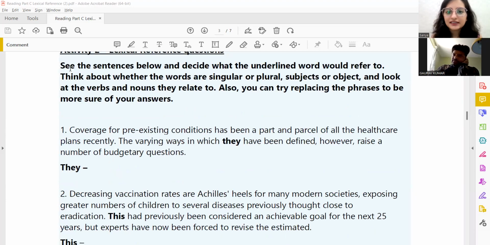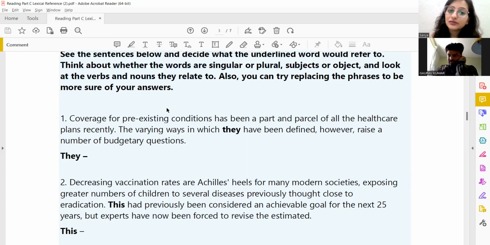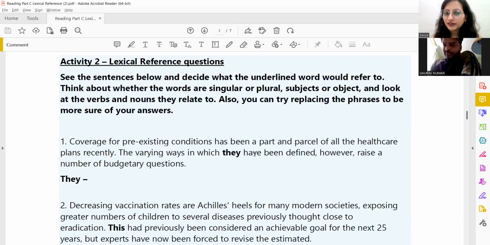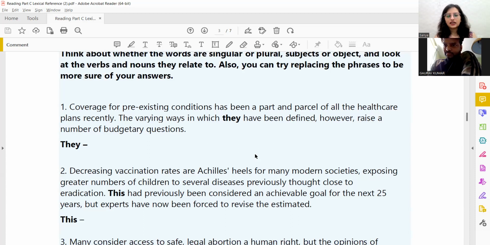So here it says, see the sentences below and decide what the underlined word would refer to. Think about whether the words are singular or plural, subjects or objects, and look at the verbs and nouns that they relate to. Now, this is also important, singular or plural. If the pronoun is they, it means whatever is written before should be in plural form. Exactly. So that also helps in elimination. So if this is written in singular form, not plural. So that's another way how this helps. Yeah, so here there are no answer options because we are just generally trying to understand what these pronouns would be referring back to.